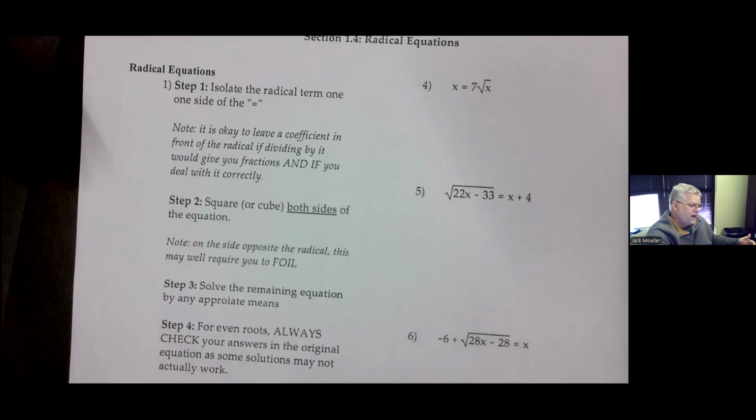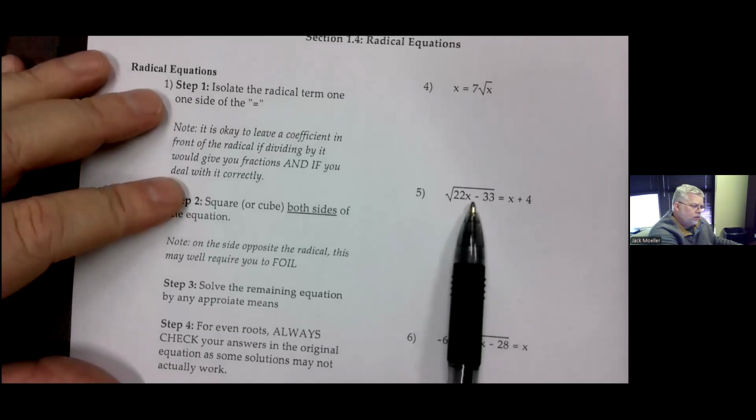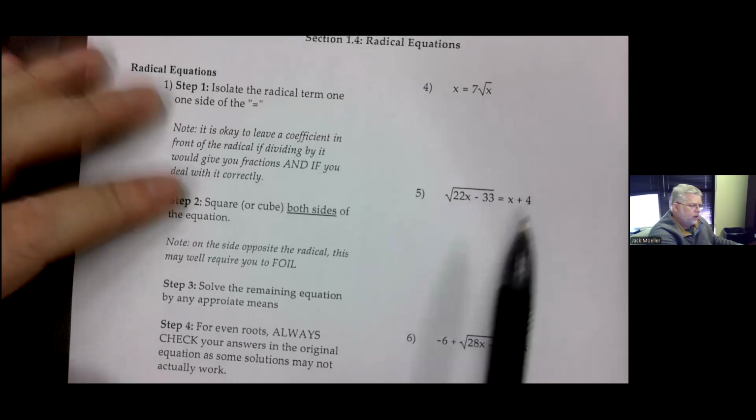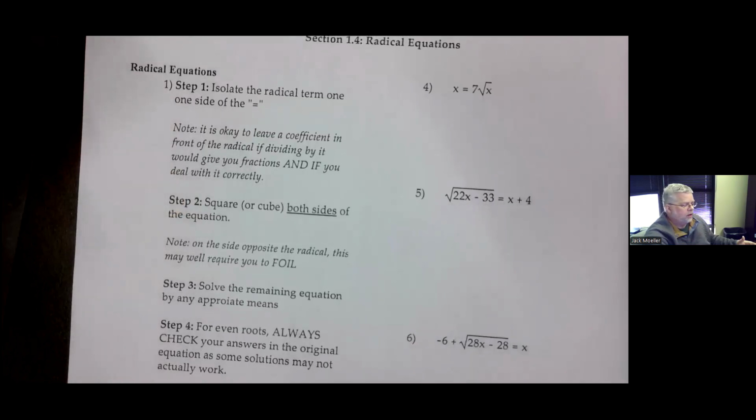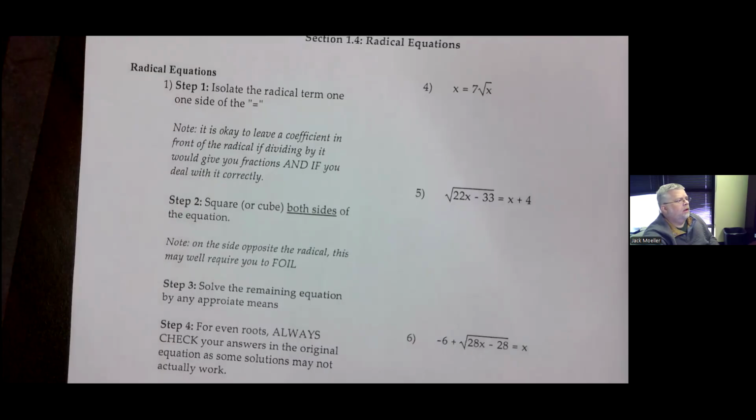And then once we have that, as long as it has one square root in the original problem, once you square both sides, you should no longer have a radical left. And then you're back to solving either a quadratic equation or a linear equation, it just depends on what you ended up with.